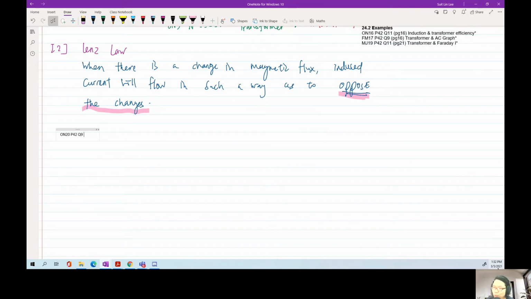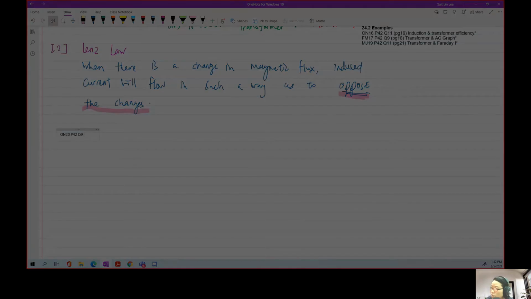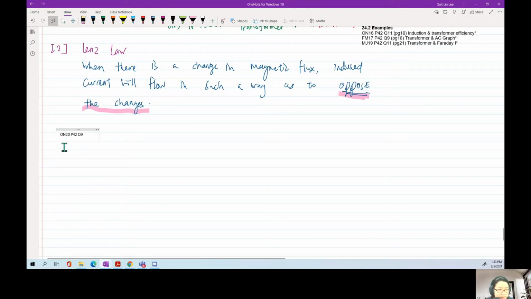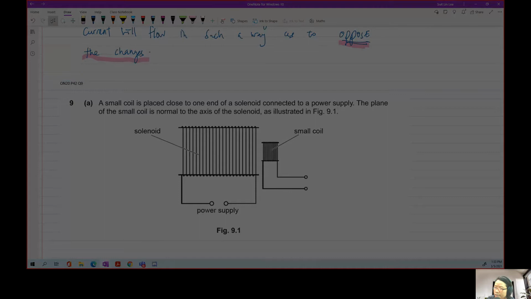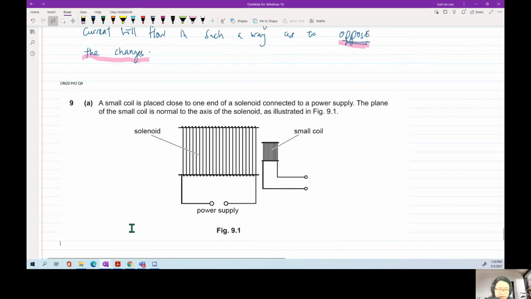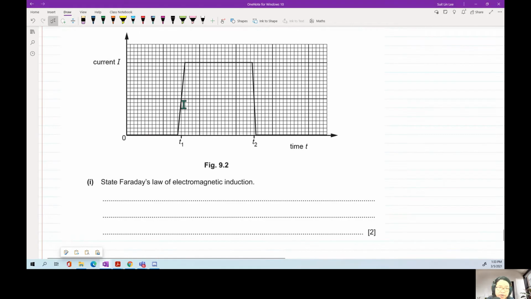Okay, let's look at this. The 20, paper 42, question 9. Drop this. Oops, my mouse. So in this case, you have a standard setup of a solenoid and a small coil placed at the solenoid. You can see that we have a scenario where the current will change with time. Basically what is happening here is you turn on the switch at T1, then you turn off the switch at around T2. That is just what is happening.